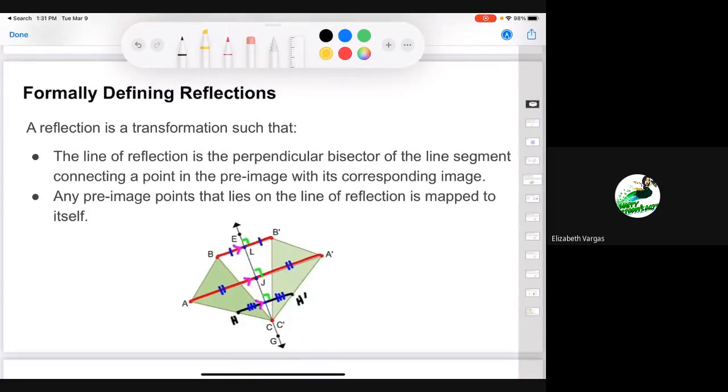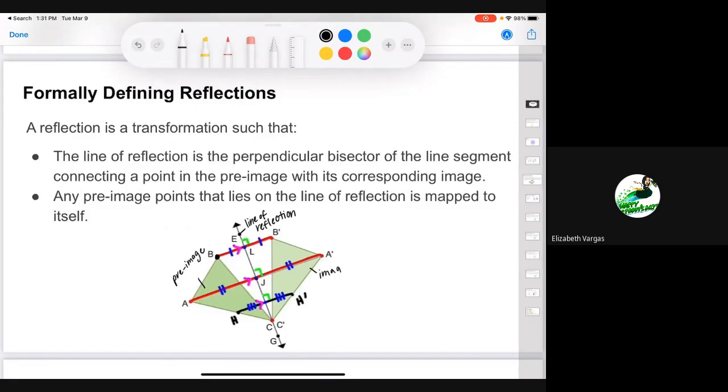Okay. So what is the formal definition of reflection? Well, the formal definition is that a reflection is a transformation such that the line of reflection is the perpendicular bisector of the line segments connecting a point in the pre-image with the corresponding image. So for example, first, this is my pre-image, because it doesn't contain that prime notation. And this is my image.